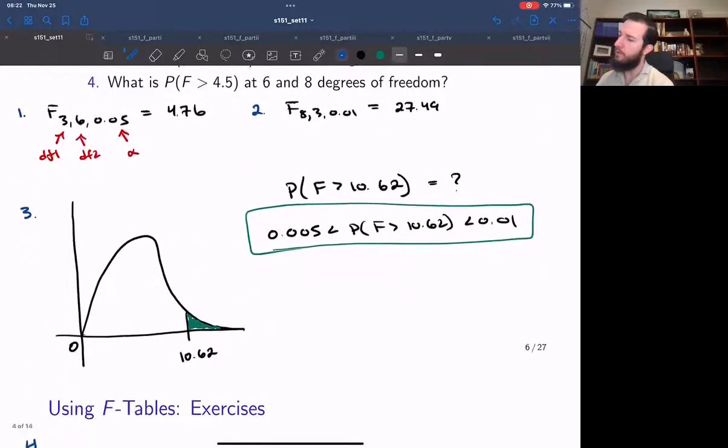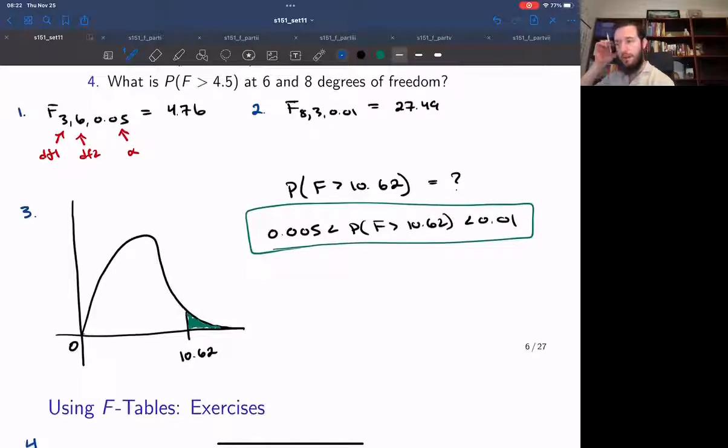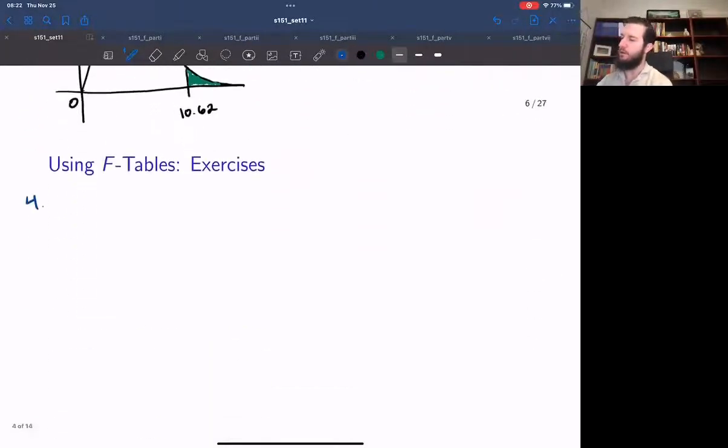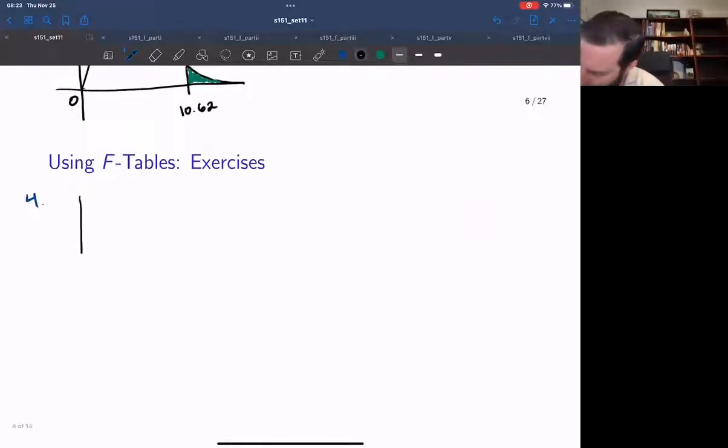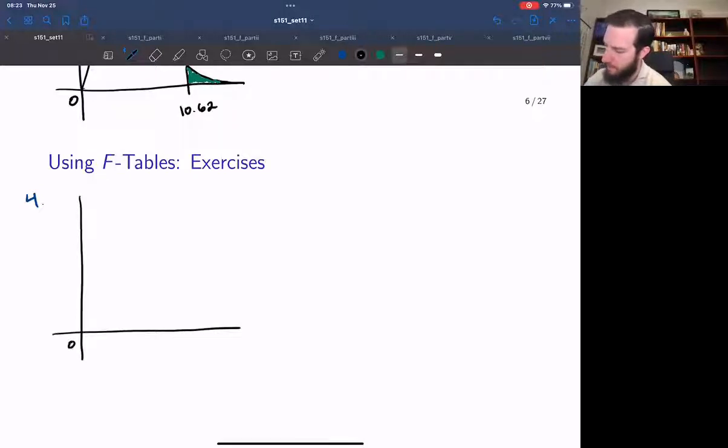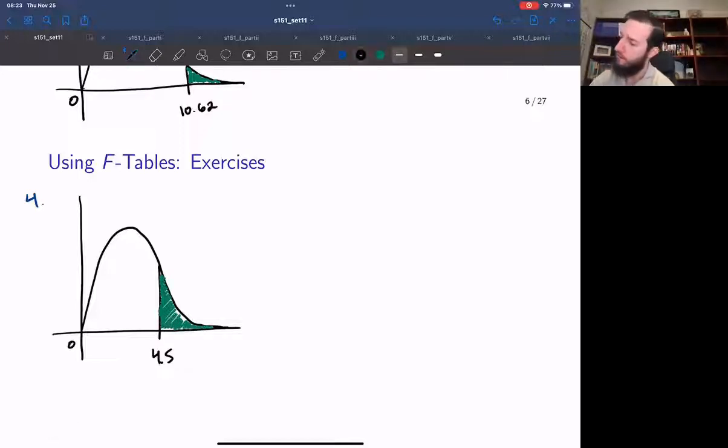Okay, what is the probability that F is greater than 4.5 at 6 and 8 degrees of freedom? Okay, so this is another example of finding a p-value. So we start by sketching our curve. We mark down where our value is. So here's 4.5, and we want the area to the right here. So we want to know what is the probability F exceeds 4.5.